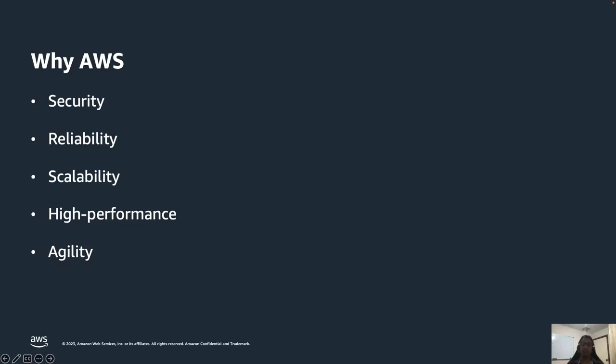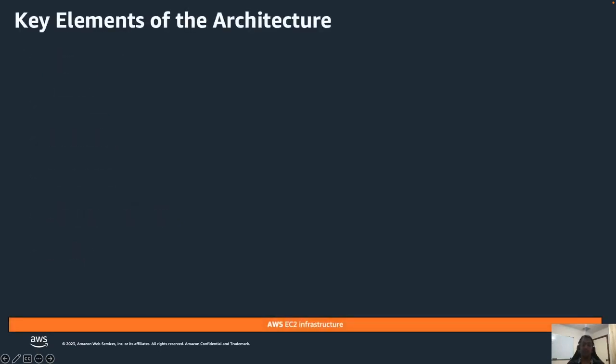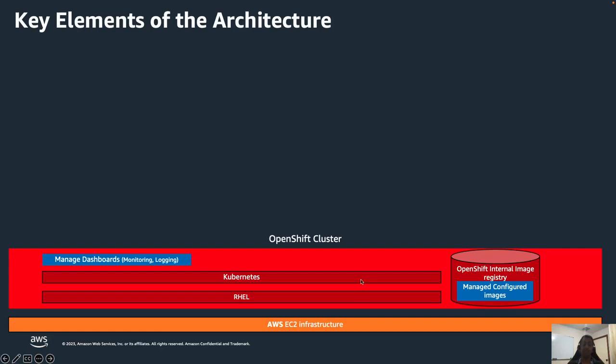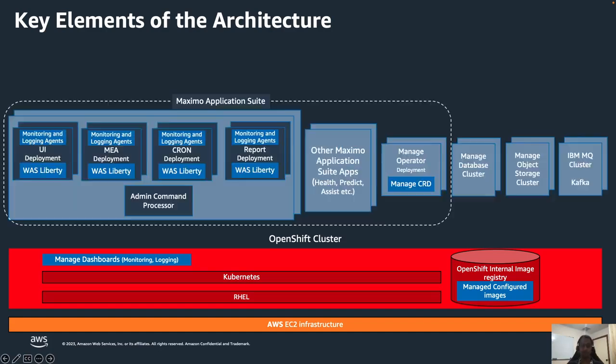Next, let's have a look at the key elements of the MAS on AWS architecture. Now, MAS, or Maximo Application Suite, actually runs on a Red Hat OpenShift cluster. It's important to understand that the Red Hat OpenShift cluster runs on AWS EC2 infrastructure, right? Also, please note that a Red Hat OpenShift cluster is an implementation of Kubernetes, right? It is on this Red Hat OpenShift cluster that Maximo Application Suite actually runs, right?